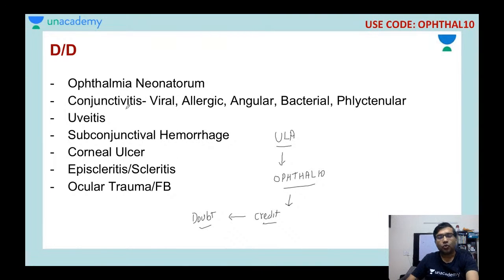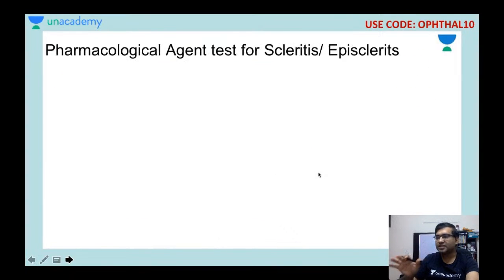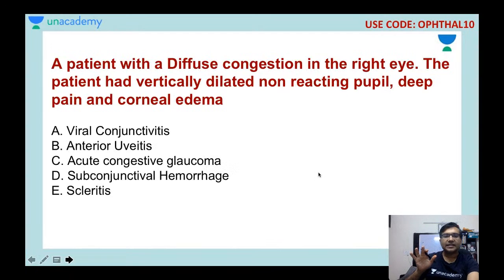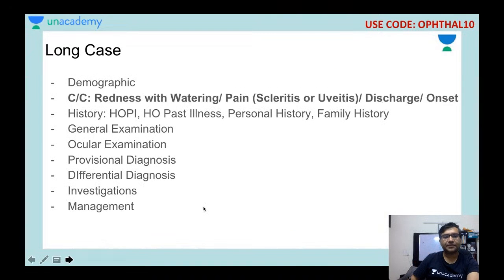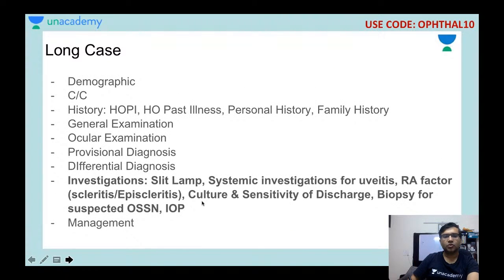Okay. So what is the differential diagnosis? Ophthalmia neonatorum, conjunctivitis, uveitis, subconjunctival hemorrhage, corneal ulcer, episcleritis, scleritis, and ocular trauma and foreign body. All of these you have to put in the provisional diagnosis. Okay. Then we come to the differential, we have to put in the differential diagnosis.